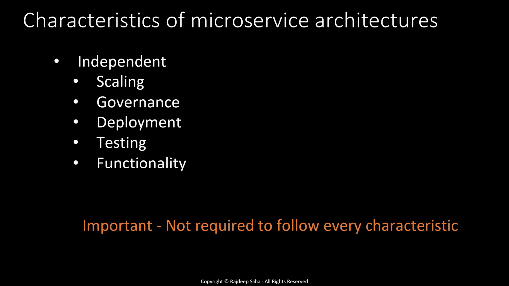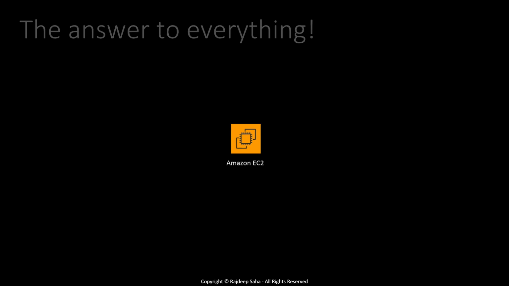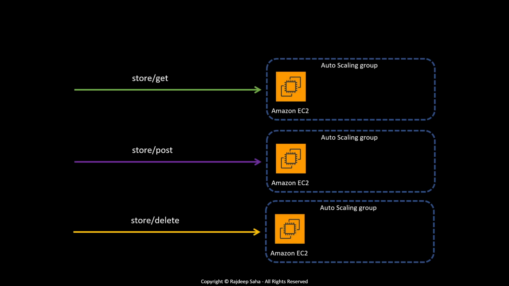Now that we understood monolith versus microservices, let's talk about how you can implement microservices in AWS. So we have one service which is the answer to everything, and that is Amazon EC2. There is a misconception that you cannot run microservices on Amazon EC2, which is not correct. As we saw before, each microservice can be running in its own Amazon EC2.